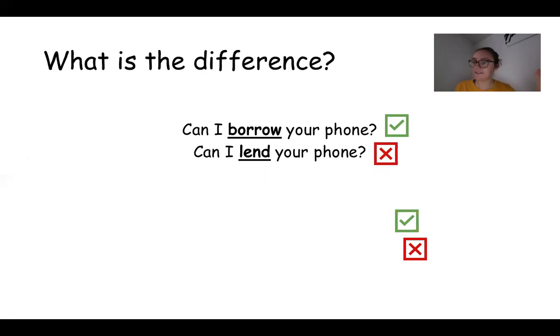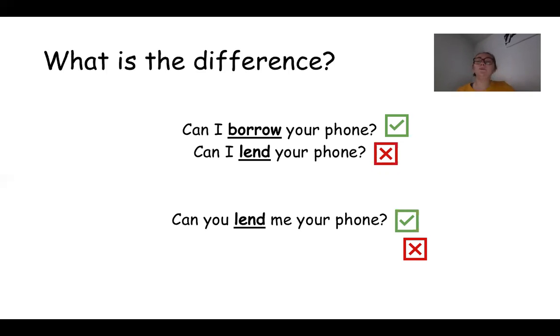So you see how that's different? One is saying, can I use your phone? And the other one, can I lend your phone, means, can I give your phone to somebody else? Can I let somebody else use your phone? So it's not that it's incorrect. It's just that it means something super different than asking somebody. If you need to ask somebody, can I use your phone? You say, can I borrow your phone? Right? But you could also say, can I lend your phone? But that would mean that you're asking to give their phone to somebody else.